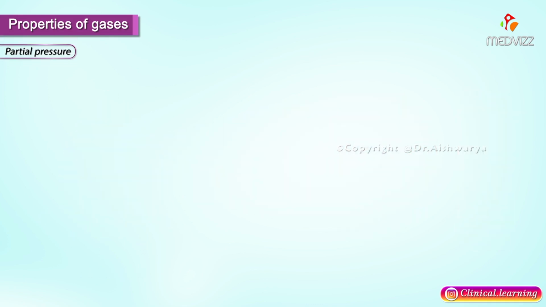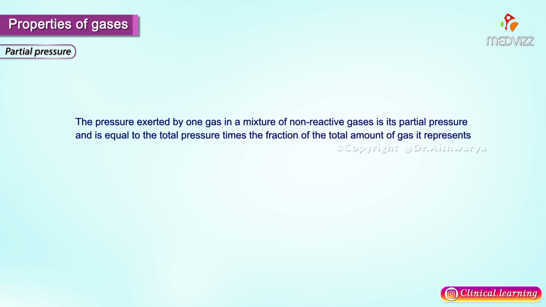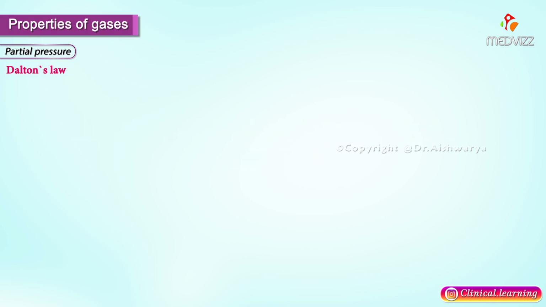And if you see the partial pressure, it is the pressure exerted by one gas in a mixture of non-reactive gases, and it is equal to the total pressure times the fraction of the total amount of gas it represents. Here the partial pressure of a gas can be calculated by the formula, that is atmospheric pressure times the fractional gas concentration. And the next is Dalton's law of partial pressures.